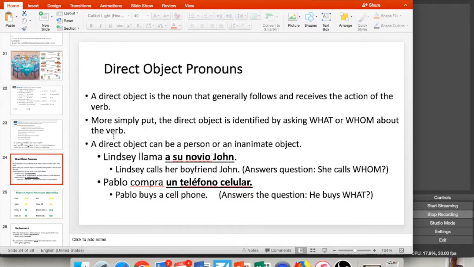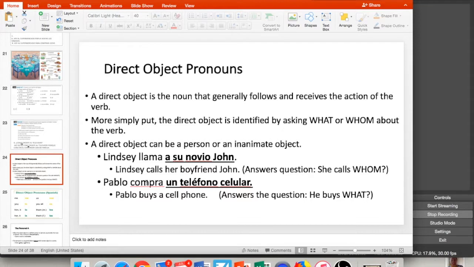So look here at this first one. Lindsay llama a su novio John. Lindsay calls John. Remember, it's the noun that generally follows and receives the action of the verb. So who's she calling? She's calling John. Okay? So look at this example. Pablo compra un teléfono celular. Pablo buys a phone. He buys what? He buys a phone, teléfono celular. So you can usually figure out what your direct object is by asking what or whom about the verb. So in this case, llama, calls, is my verb. She calls what or whom? She calls John. Compra, buys, is my verb here.